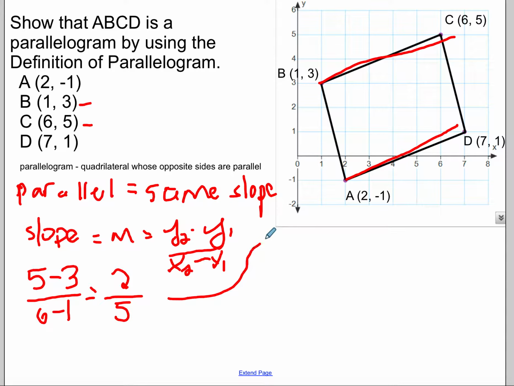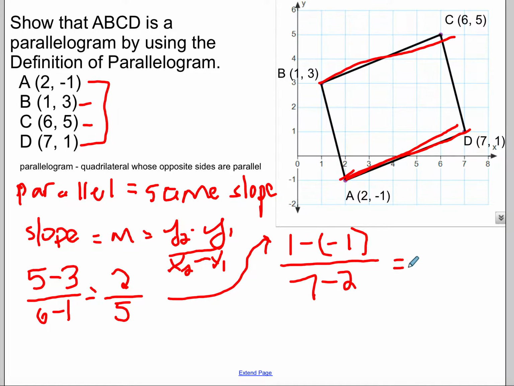Okay, so I'm going to come over here, and now I'm going to do the slope of this line to see if it is parallel to that line. So now I'm finding the slope between points A and D. We have y2 minus y1, which is 1 minus negative 1, over x2 minus x1, which is 7 minus 2. 1 minus negative 1 is the same as saying 1 plus 1, so that's 2. 7 minus 2 is 5. So in fact, these two lines are parallel. How do we know they're parallel? Because they have the same slope.